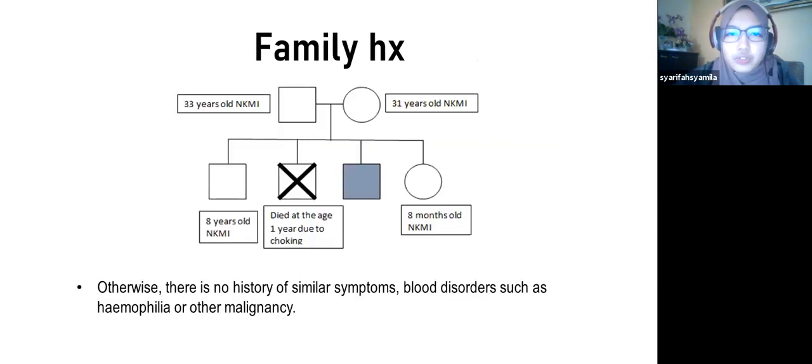For the family history, the child is the third out of four children. However, one of the siblings passed away at the age of 1 year due to a choking accident.